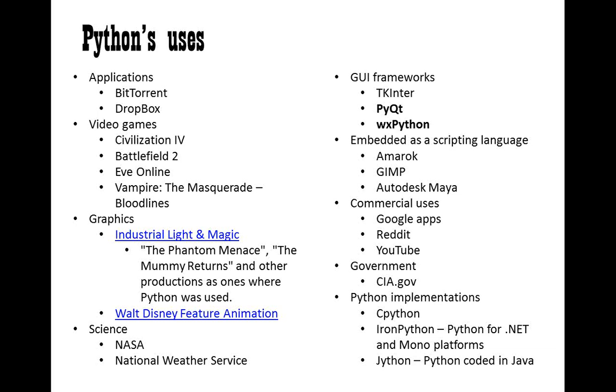There's even GUI frameworks, Tkinter, PyQt, and wxPython. I'd started playing with PyQt, but didn't quite have the time to get as deep as I wanted to. And you can see some of the other stuff where there's a couple where it's embedded as a scripting language. Amarok, I think that's an audio player, GIMP, Maya. Google uses Python, and also Reddit, the CIA website uses Python. There's other Python implementations, CPython, IronPython, which is for .NET and Mono platforms, and Jython, Python coded in Java.